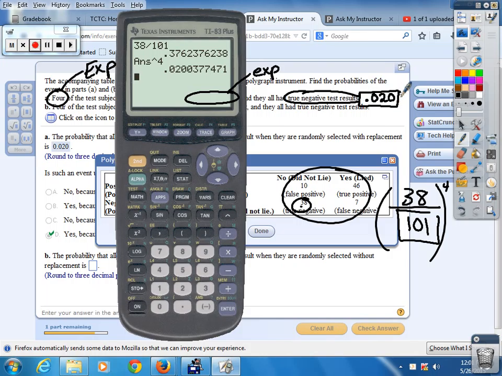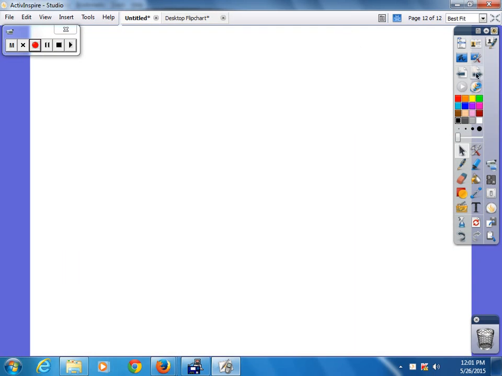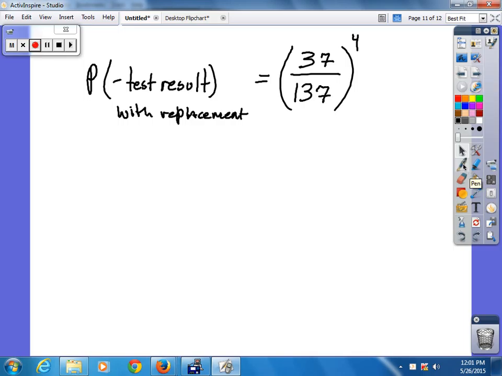Now, I'm going to go to a white screen with the next problem. Well, we can use this right here. Oops. That problem was 37 over 101 raised to the 4th power. Now, that's A.